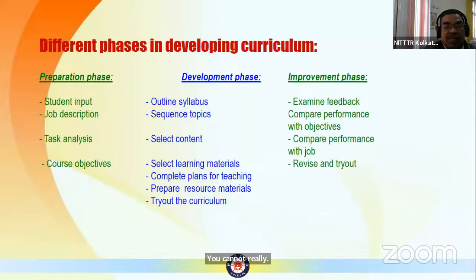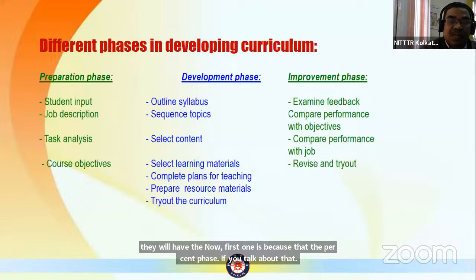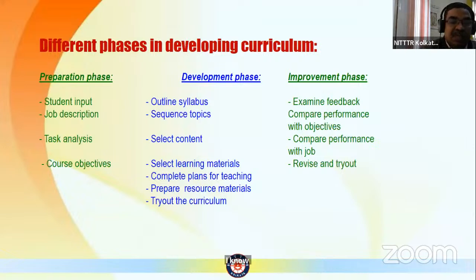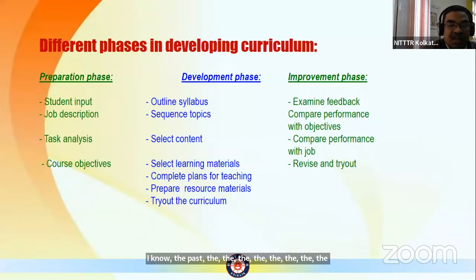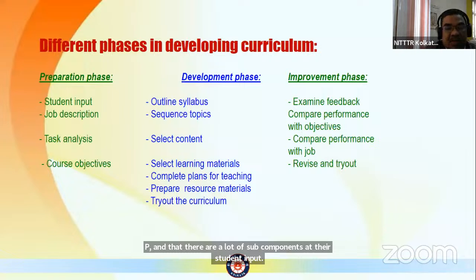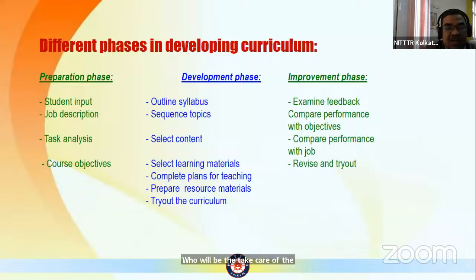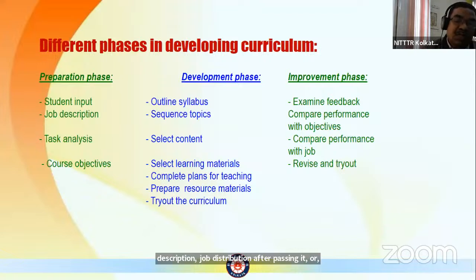Now, the first phase of curriculum development is called the preparation phase. In the preparation phase, there are a lot of subcomponents. Student input: who will be the taker of the curriculum. Job description: after passing out, what the students are expected to do, what jobs they are expected to get involved in in different industries or related industries. That information or description has to be collected from the different industries.